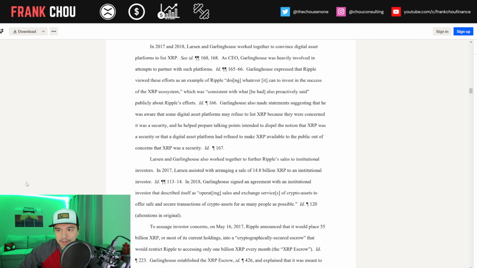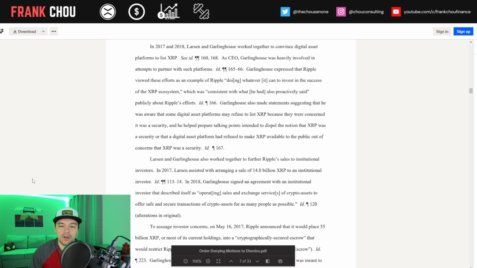Garlinghouse also made statements suggesting that he was aware that some digital asset platforms may refuse to list XRP because they were concerned it was a security, and he helped prepare talking points intended to dispel the notion that XRP was a security or that a digital asset platform had refused to make XRP available to the public out of concerns XRP was a security.